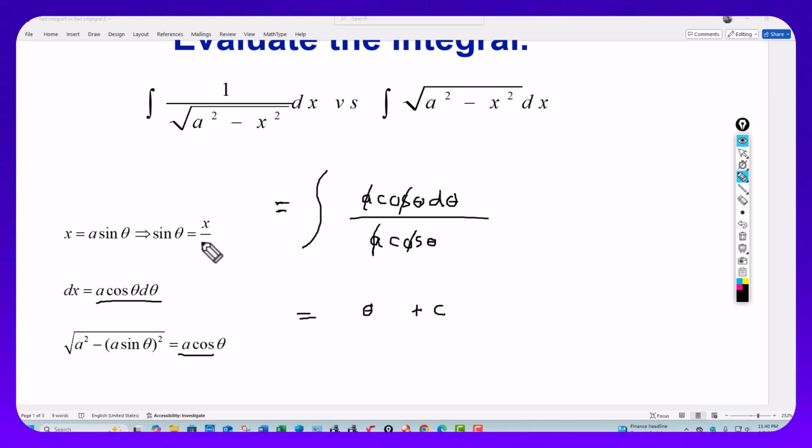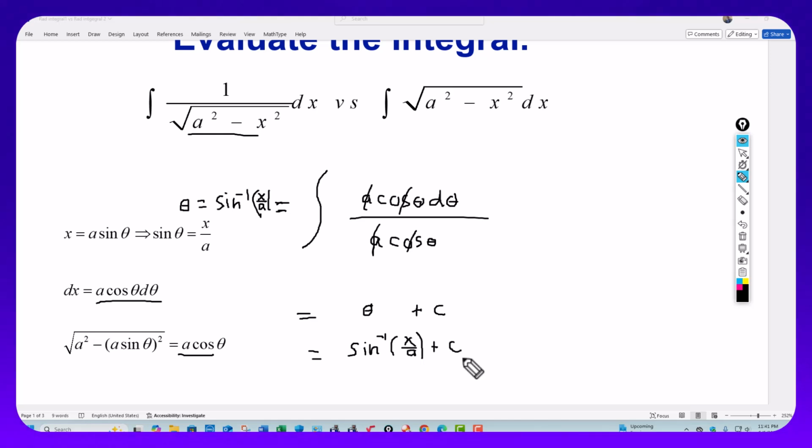We always go back to the original variable. So here I have sine theta is equal to x over a. The original variable is x. So taking the sine inverse on both sides, on the left side we get theta, and on the right side we get sine inverse of x over a. Of course, we have the constant over here. So we just replace it then. The theta can be replaced by sine inverse of x over a.